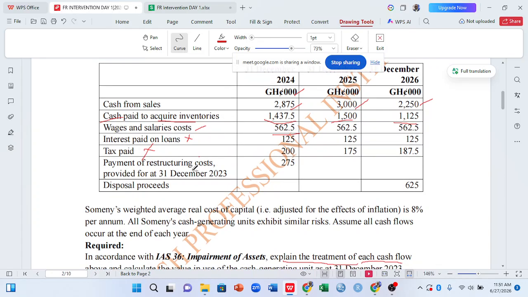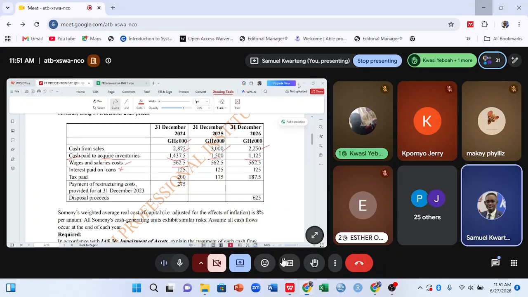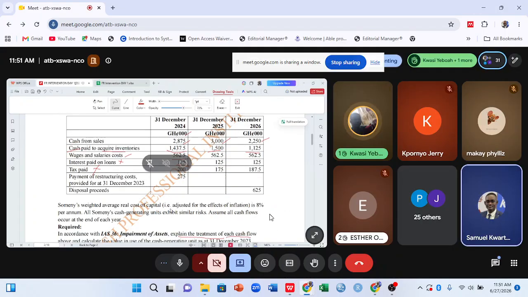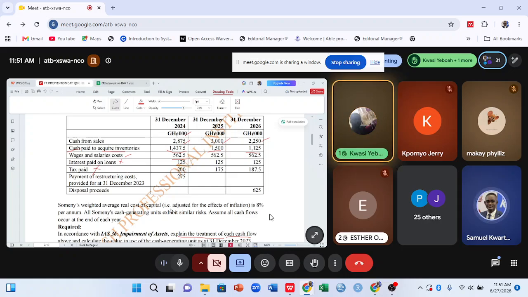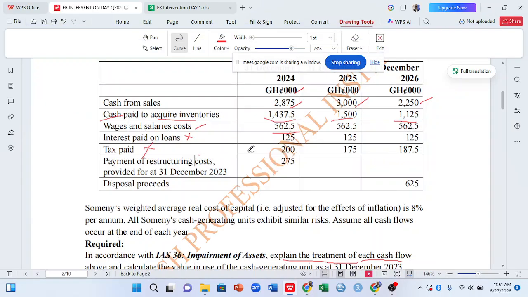Next one, payments of restructuring costs. Are you going to consider that? I think I even mentioned this today. Exactly. The standard says that any future restructuring costs will not be considered when determining the cash flows. So you're not going to consider this as well.